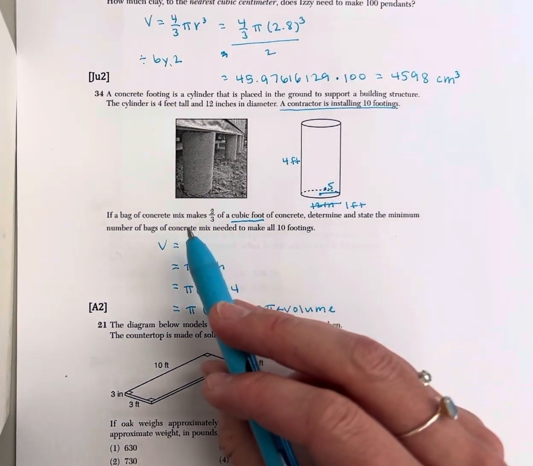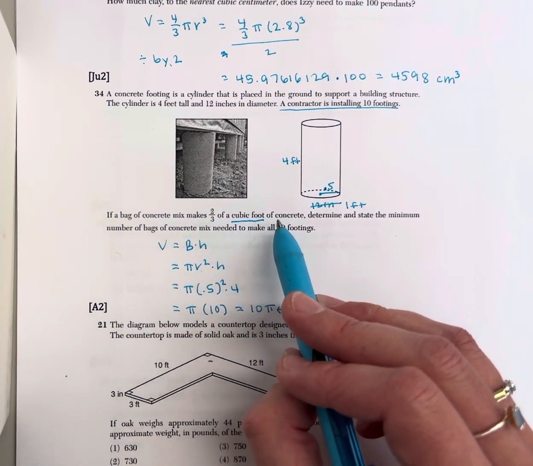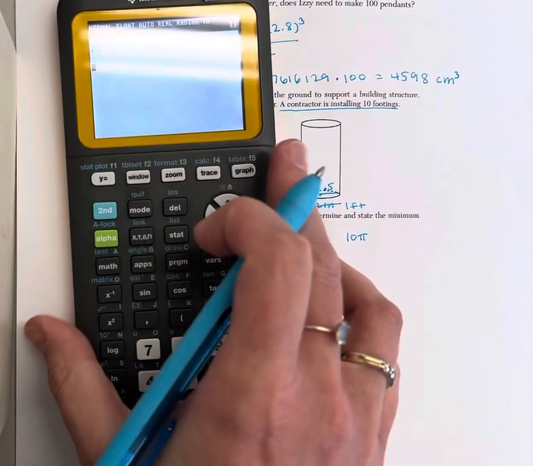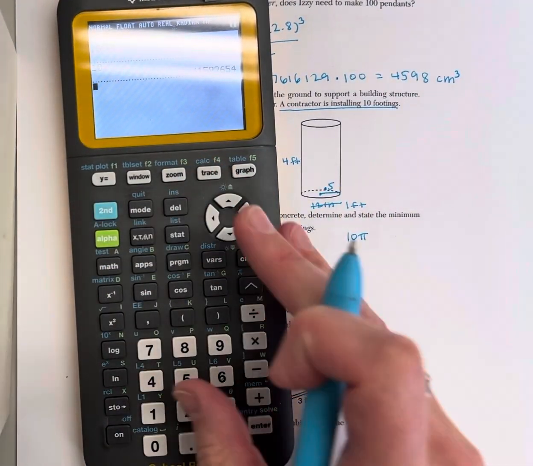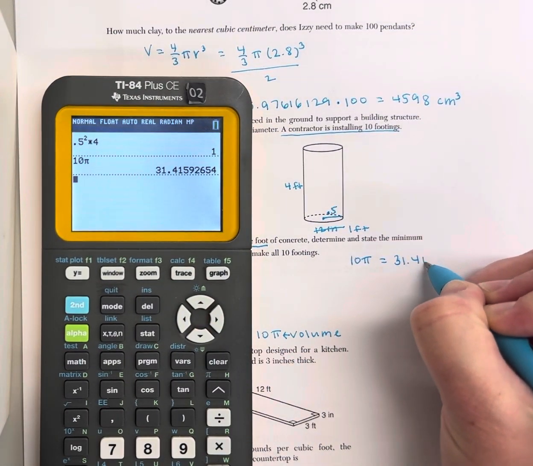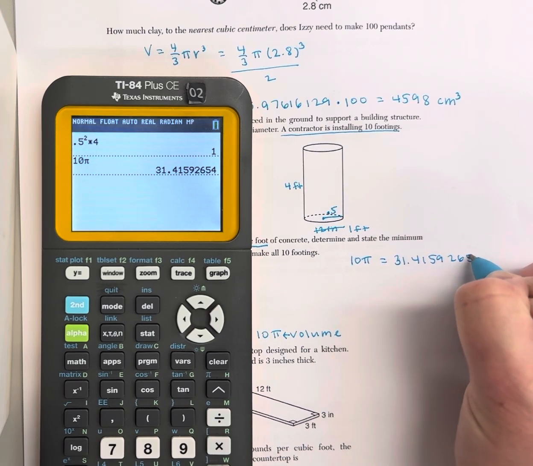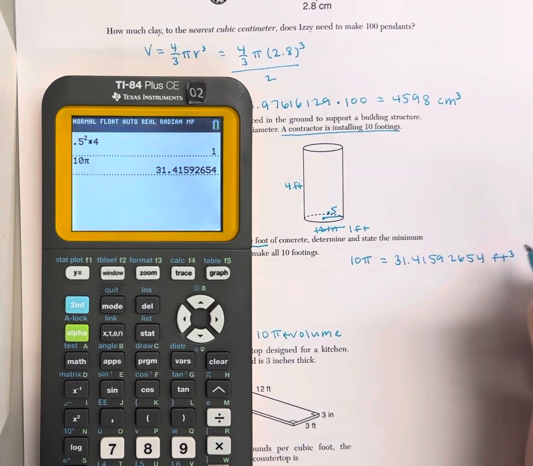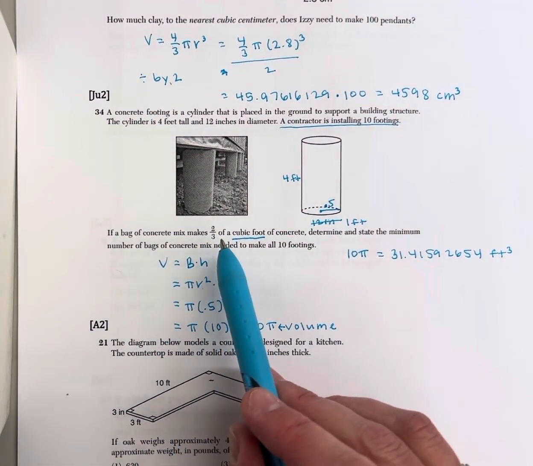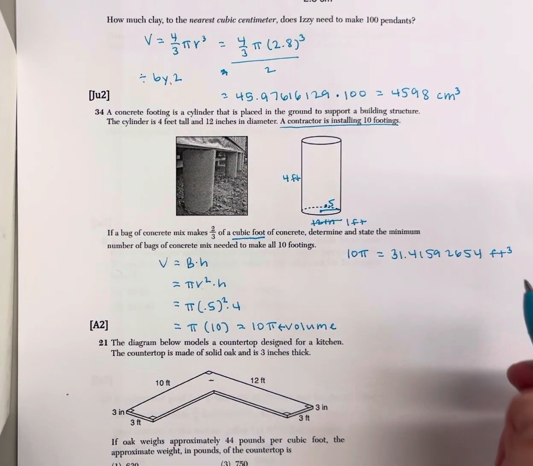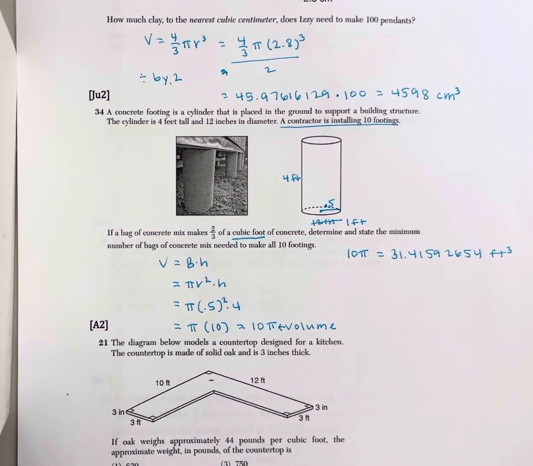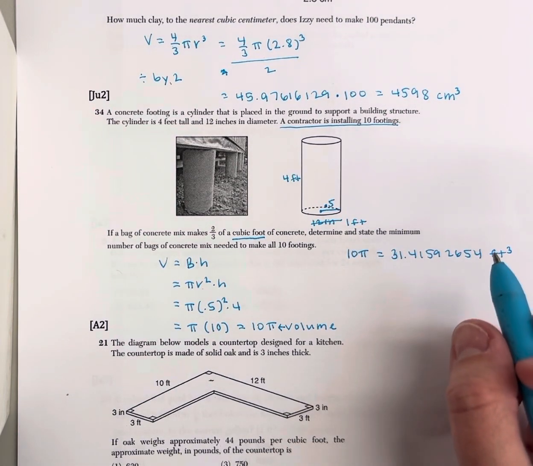Now, it says a bag of concrete mix makes 2/3 of a cubic foot of concrete. We have 10 pi cubic feet. If you would rather work in decimals, this is really what you have. So you have about 31.41 cubic feet. 1 bag makes 2/3 of a cubic foot. So determine and state the minimum number of bags of concrete needed for this.